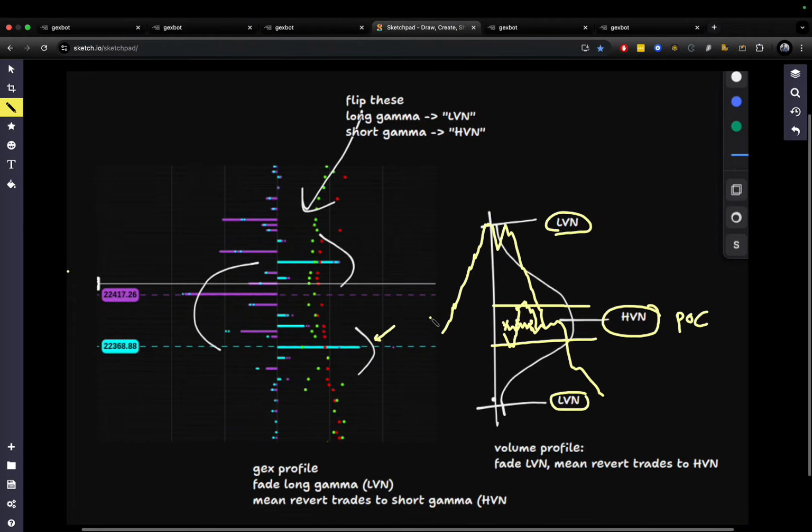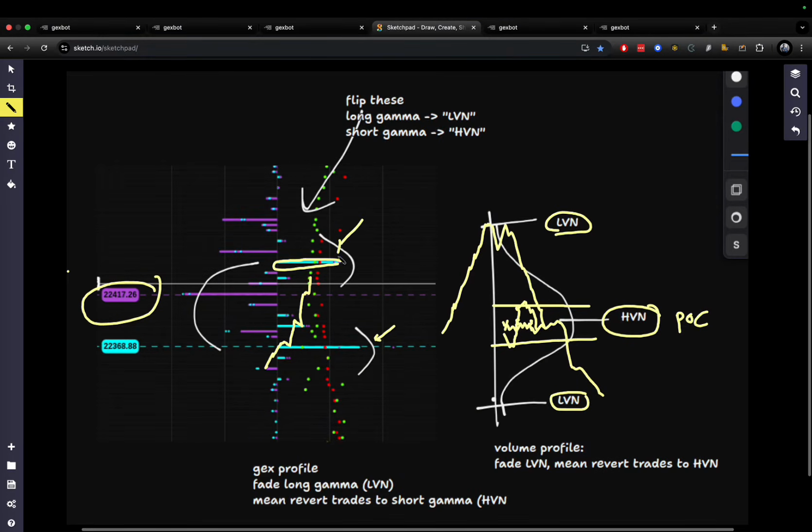So with gamma and the excess of gamma in GEXBot, it is exactly the same. If we're coming from below, you want the price to trade above this level, find a support, and then go to this level, and then eventually go to this maximum negative gamma, which is the high value node, right? And then if you manage to go higher, this is your target.